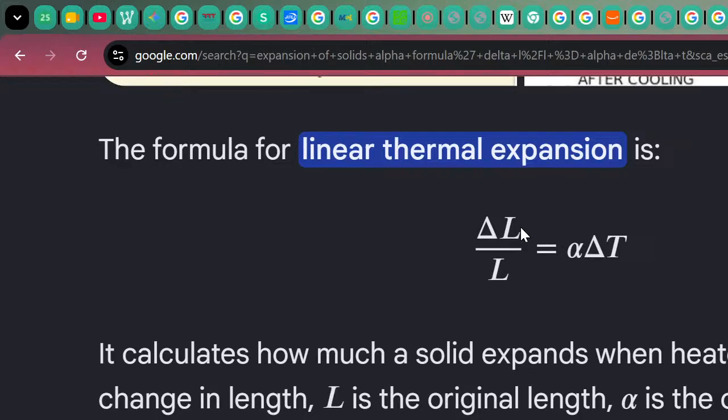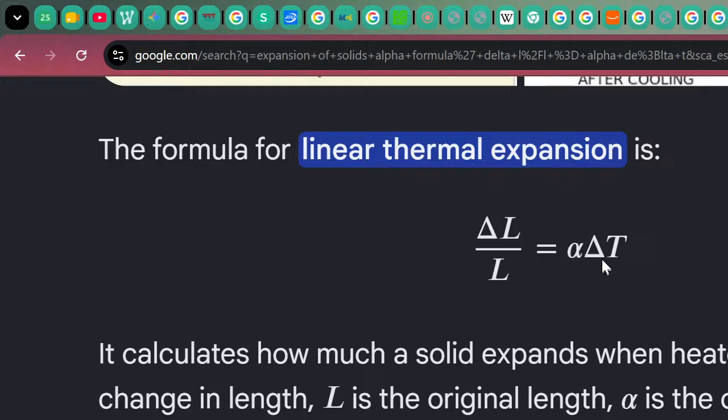So the change in length is proportional to the change in temperature, and it is inversely proportional to the original length. So delta L is directly proportional to delta T, and delta T is inversely proportional to L. From that they came to delta L by L being directly proportional to delta T. To remove the proportionality, we put in a proportionality constant, that is alpha. That's how alpha was discovered. Delta L by L is equal to alpha delta T.